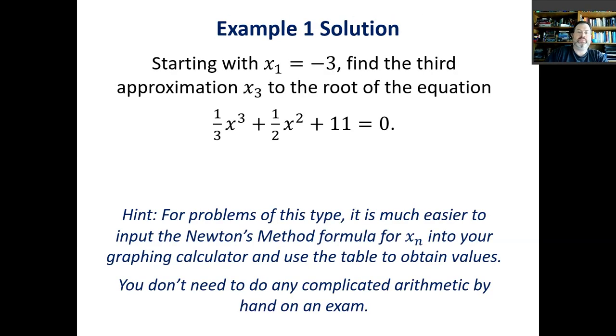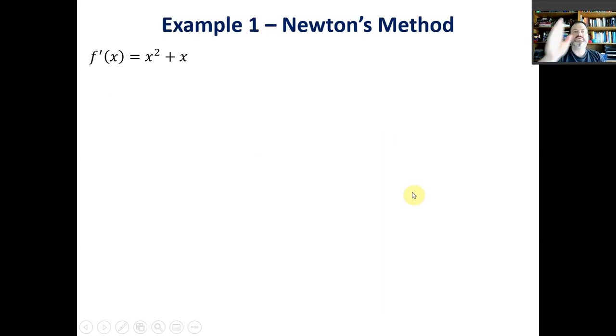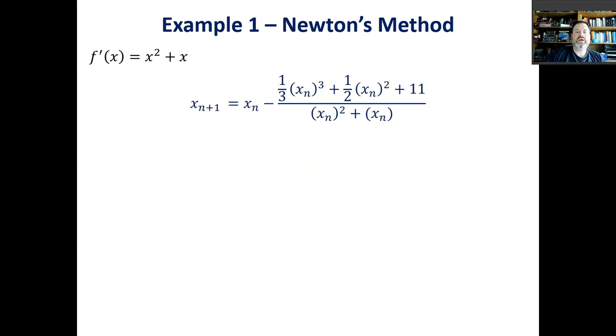All right, so let's go back real quick and just look at the formula here. Let's look at what we need. We need xn. So we're finding x2 because we're given x1. So we need the function and we need the derivative. Okay, so first thing we're going to do is just take the derivative. Now we plug everything into that formula. So the formula says xn plus 1 is xn minus, this is f of xn, this is f prime of xn.